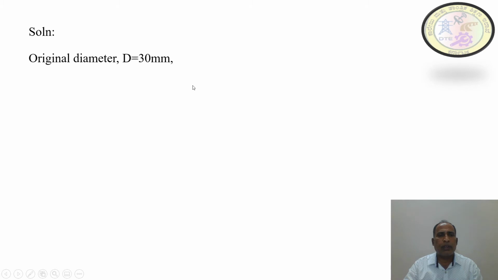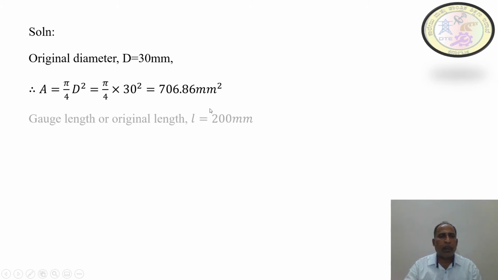Original diameter D is equal to 30 mm. Therefore, the cross sectional area, or the original cross sectional area of the bar, will be pi by 4 into D square, that is equal to pi by 4 into 30 square, and is equal to 706.86 mm square. Gauge length, or the original length L, is given as 200 mm.